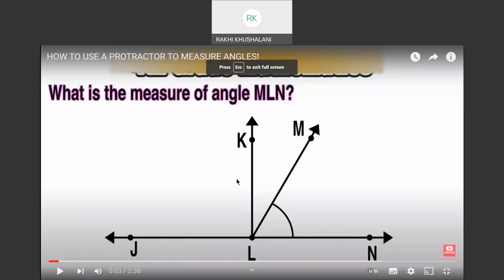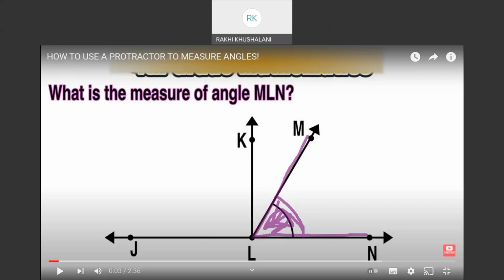Okay. So what is the measure of the angle? I hope my screen is visible. So the angle given here is MLN. You can see this here. We are measuring this particular angle, that is angle MLN.